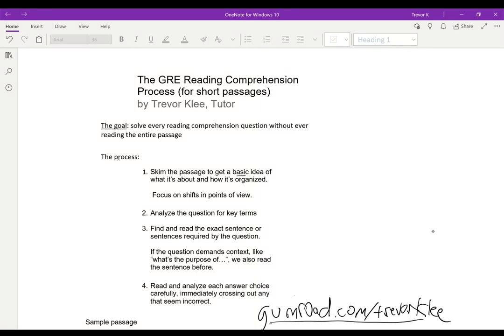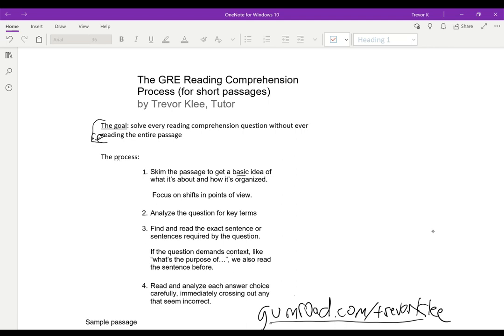So here's always my overall goal on reading comprehension, which is I never want to read the whole passage. I want to solve every question without reading the whole passage, and especially without rereading the whole passage. If I reread the whole passage, that's not good. If I reread the whole passage, then I've really messed up. So how do we solve reading comprehension passages without reading or rereading the whole passage?